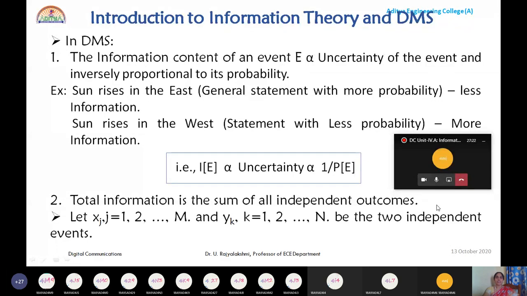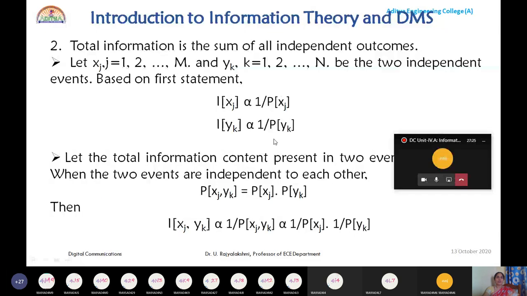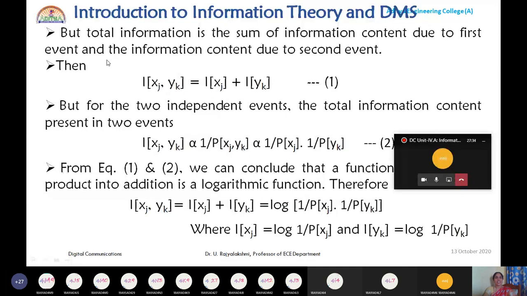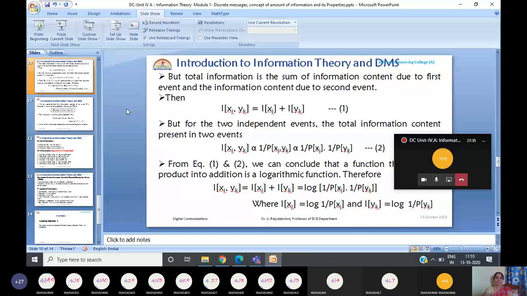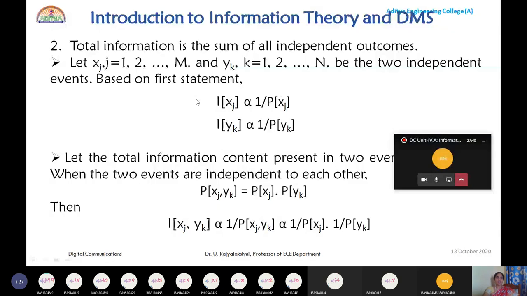Okay, let us move to the next slide to discuss more about the second statement. So total information is a sum of all independent outcomes, I said to you. So two events we assumed. What are the two events? XJ and YK, where J ranges from 1 to M, and for the YK event, K ranges from 1 to N. This many number of outcomes are there for the two independent events.